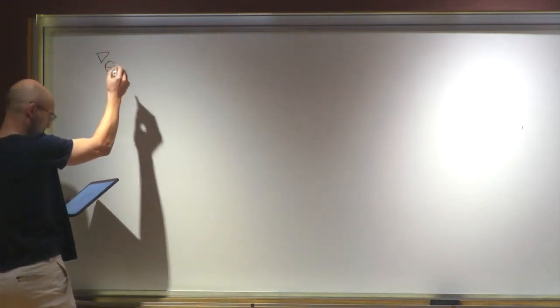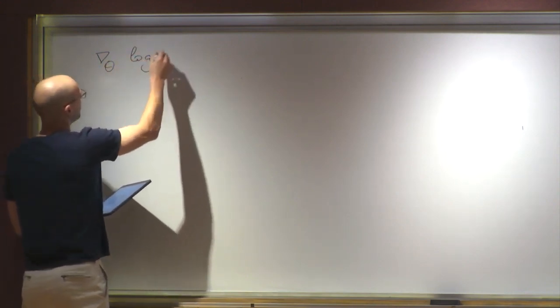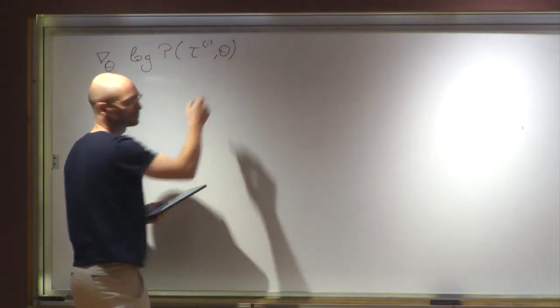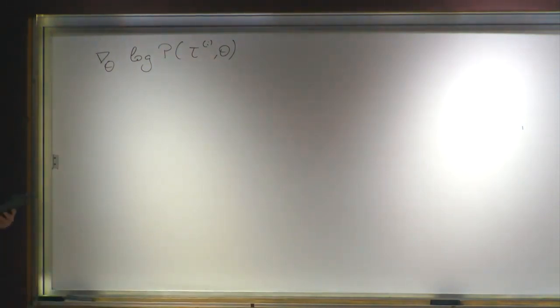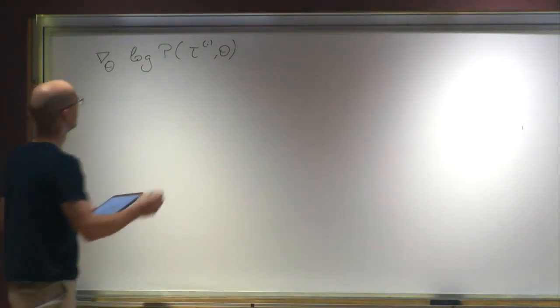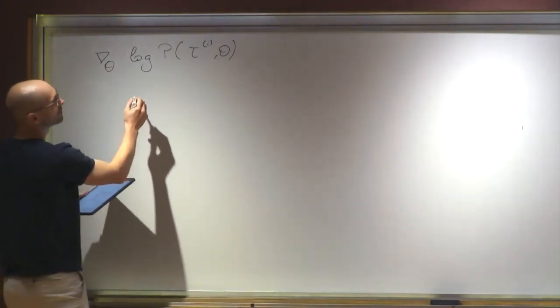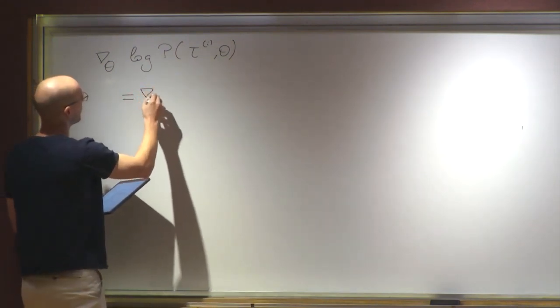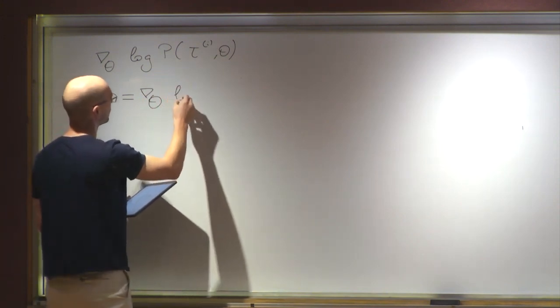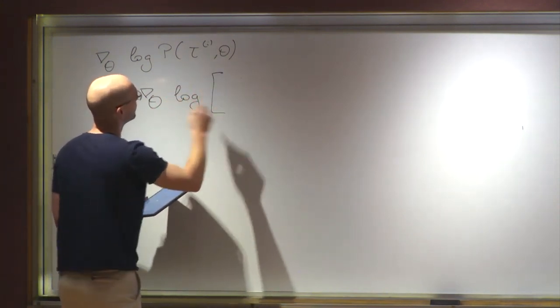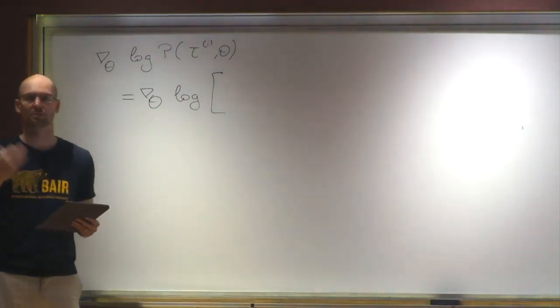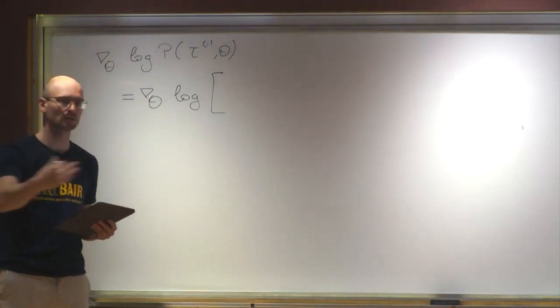Well, let's see. Grad with respect to theta, log probability of our trajectory tau i under theta. We did an ith rollout, and we're curious about this quantity because we need it. Well, let's see. This is equal to grad with respect to theta of log. And what lives inside here? Well, what's the probability of a trajectory? It's the product of the probabilities of all the transitions that happen along the trajectory.